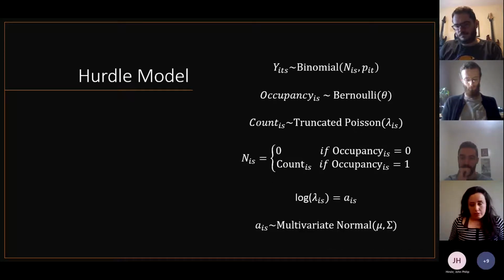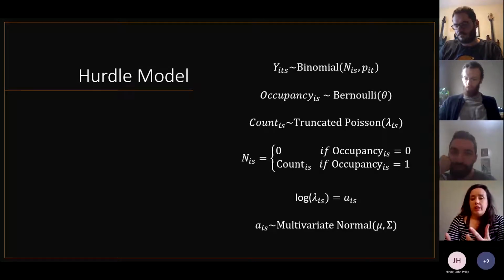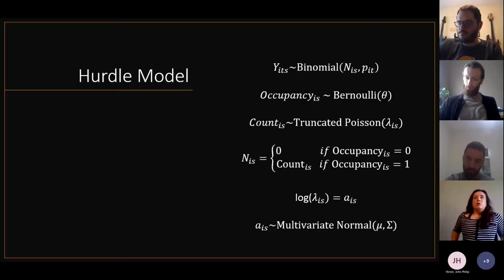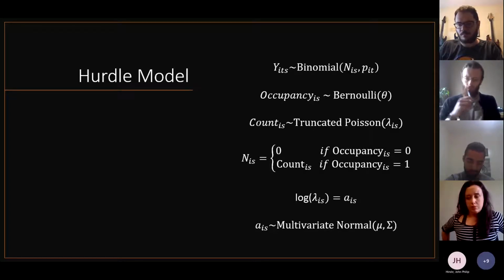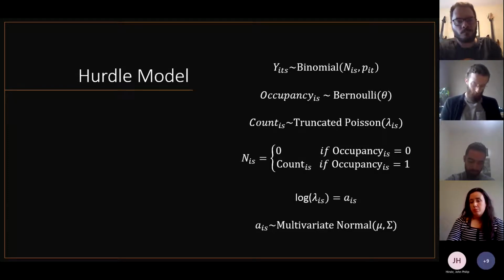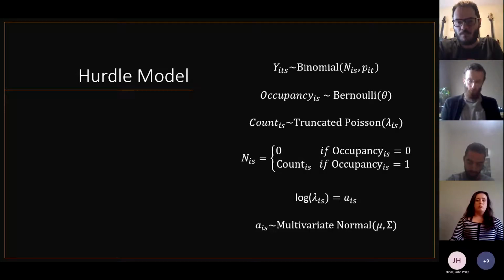This is what our hurdle model looks like. It has two components that correspond to that two-stage data generating process. We have our zero process, which here I've called the occupancy process, because if it determines that the count is 0, then your site is unoccupied. And if it determines the count is greater than 0, then your site is occupied. This is assumed to follow a Bernoulli distribution with a rate parameter theta. Theta is the probability of obtaining a positive count.